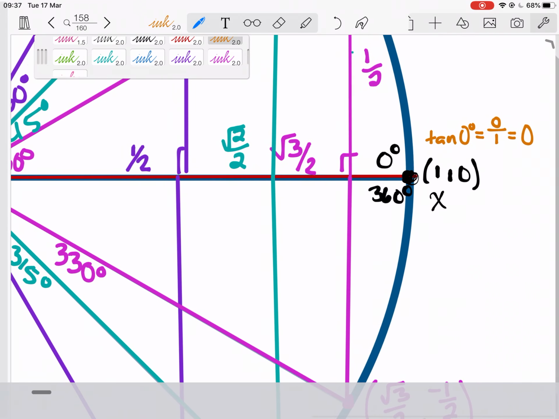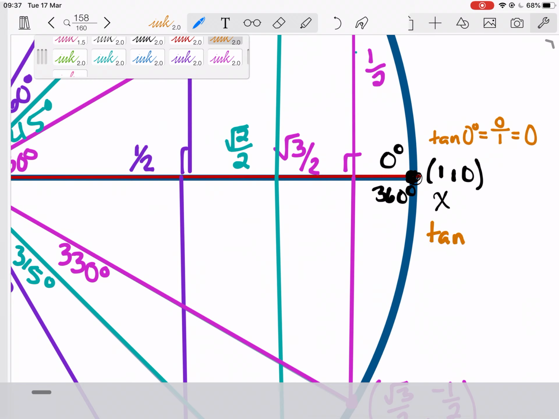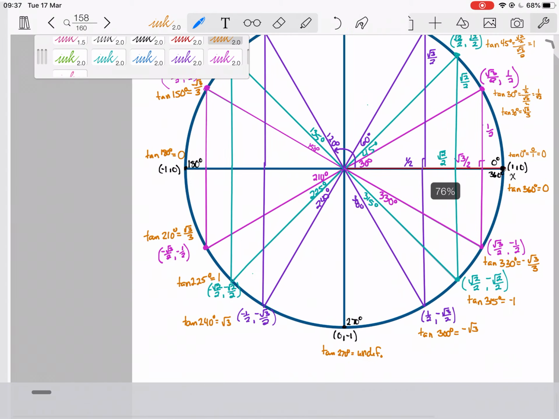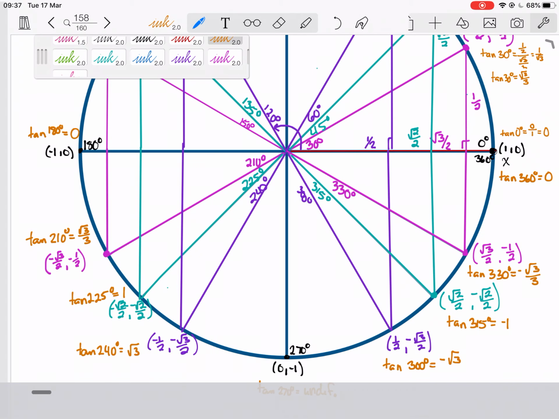And then when we do our last, so tangent of 360 degrees, it's going to be the same as 0 because they end up at the same point. So it's also going to be 0. And so that is how the unit circle is made. That is where we get the unit circle from. This is how it's dissected.